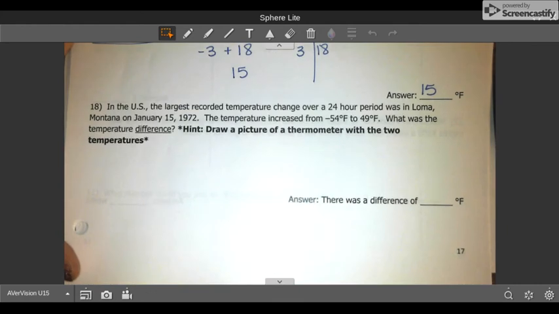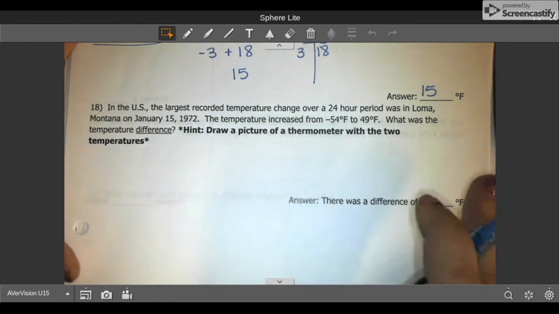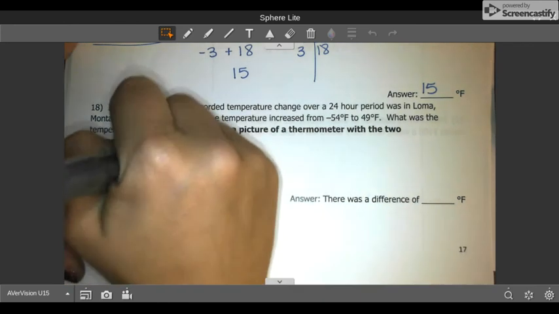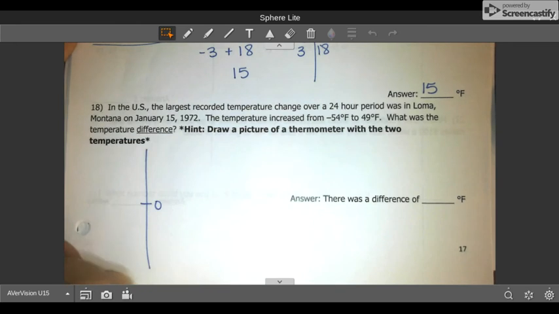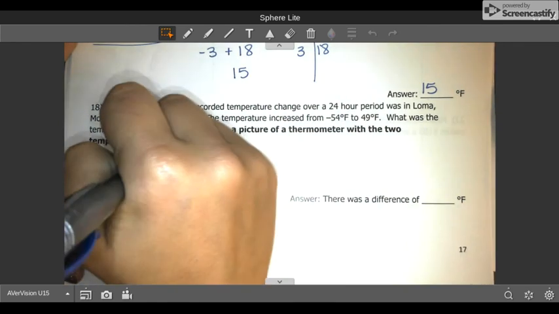In the United States, the largest recorded temperature change over a 24-hour period was in Loma, Montana on January 15, 1972. The temperature increased from negative 54 degrees Fahrenheit to 49 degrees Fahrenheit. What was the temperature difference? Hint, draw a picture of the thermometer with the two temperatures. I will. Here's the thermometer with 0. One of the temperatures is negative 54, and the other one is 49.